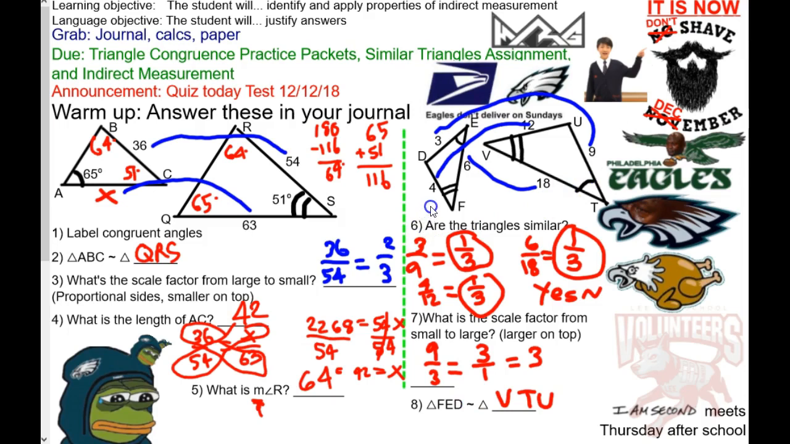Which number? On 7. So scale factor from small to large. It tells you larger is going to be on top. Just pick one of these connections. You could have done like 12 and 4 if you wanted to. And it says larger number is on top. So 12 over 4 reduces to 3 over 1. 18 over 6 is also 3 over 1. 9 over 3 is 3 over 1. Either way.